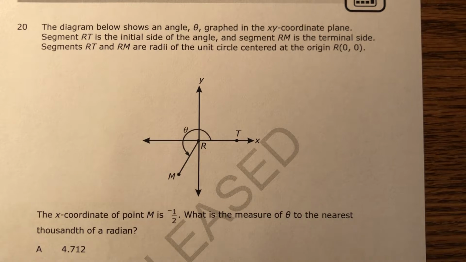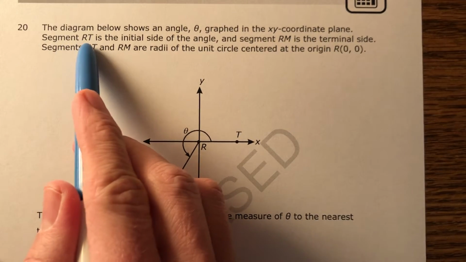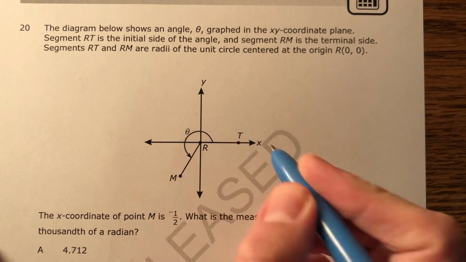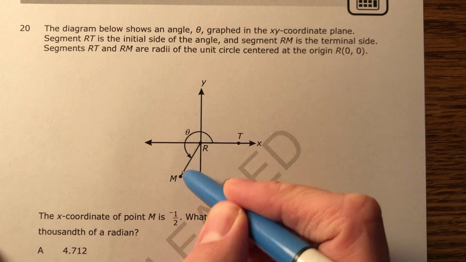Let's work through number 20. The diagram below shows an angle theta graphed on the XY coordinate plane. Segment RT, let's just stop and look for that one. There we go. RT is right here. It is the initial side of the angle. Segment RM is the terminal side.